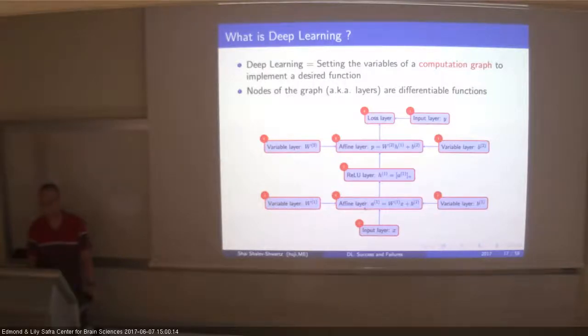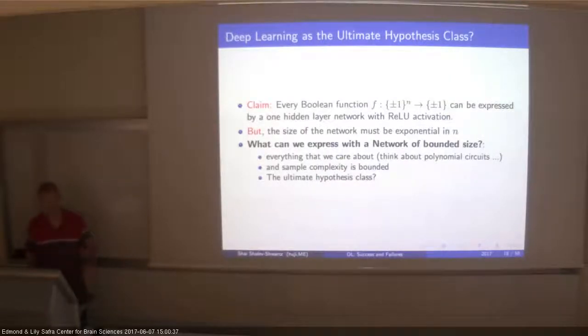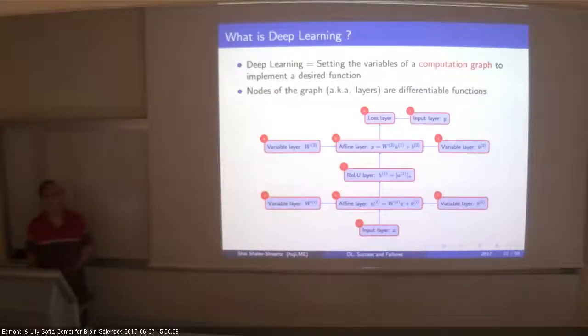So for example, an affine layer performing an affine transformation. A ReLU layer performs element-wise the maximum between zero and the input, okay? And then at the end, we have a loss layer, and the advantage of this computation graph is that if all layers are differentiable, then by backpropagation, we can train it using gradient descent. So this is what deep learning is.